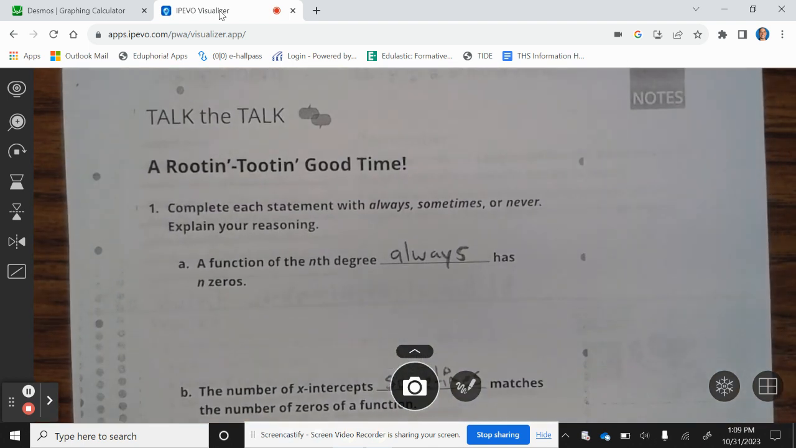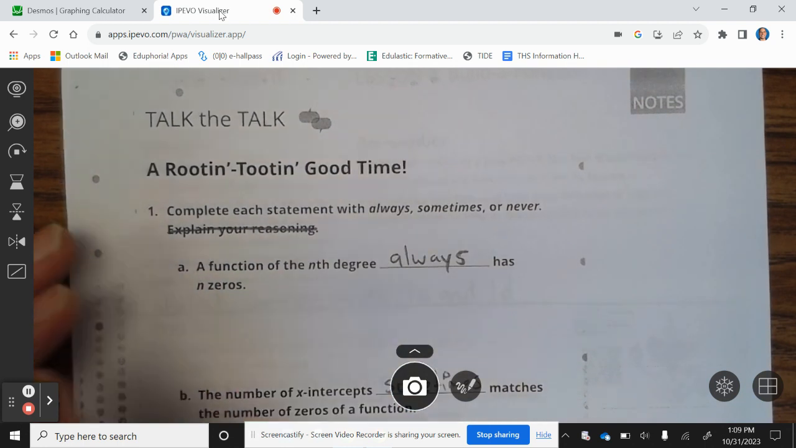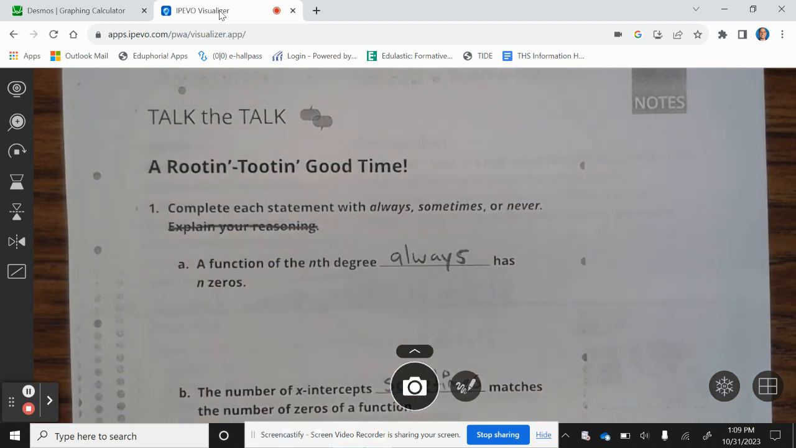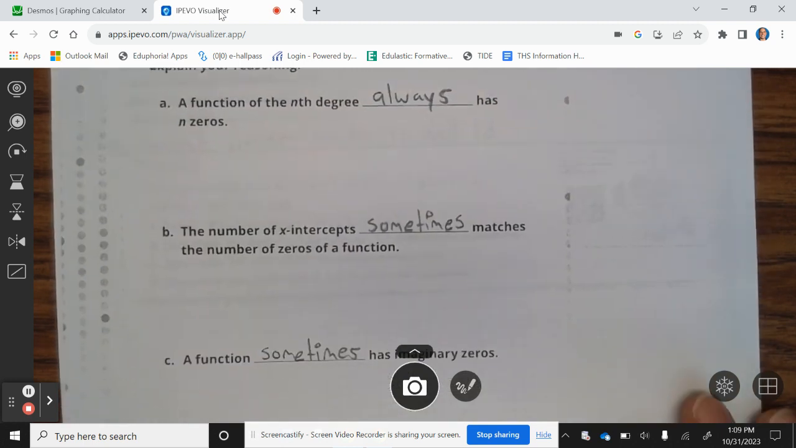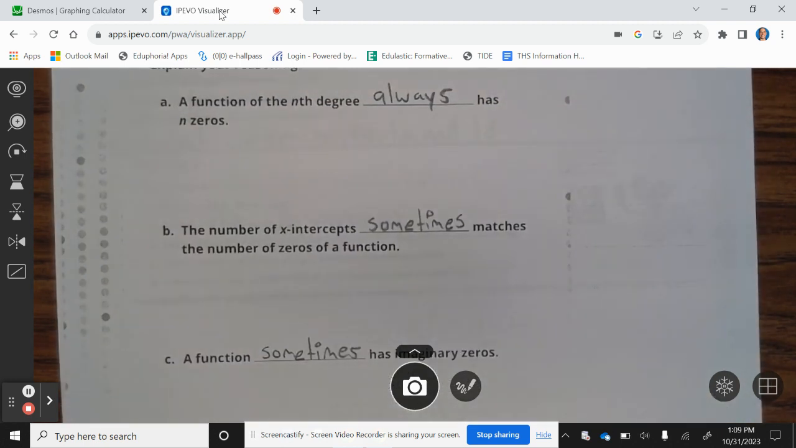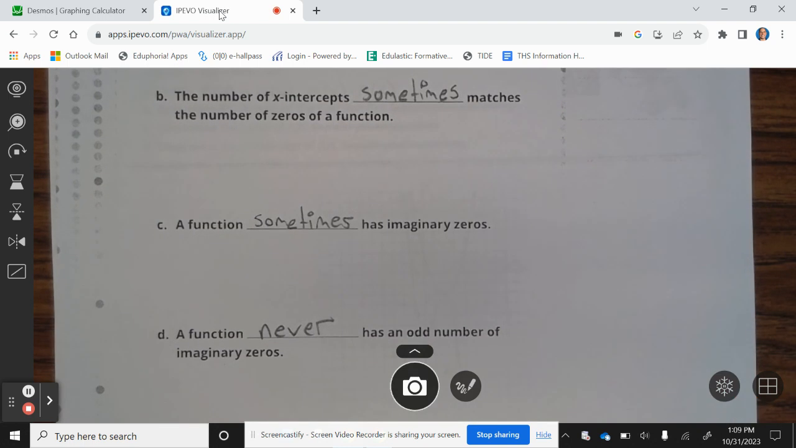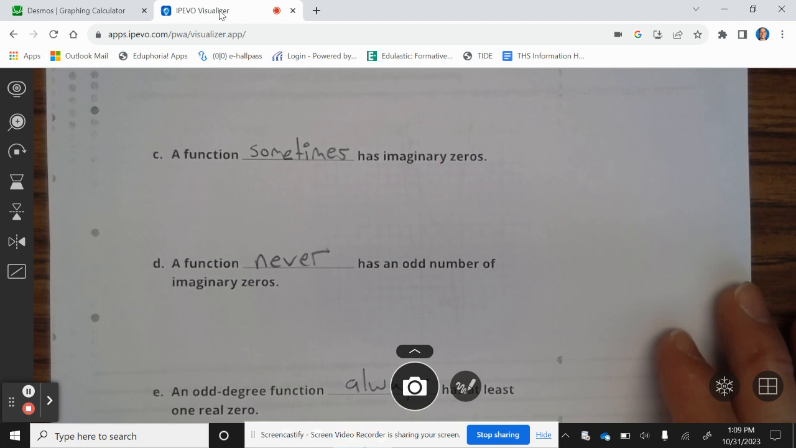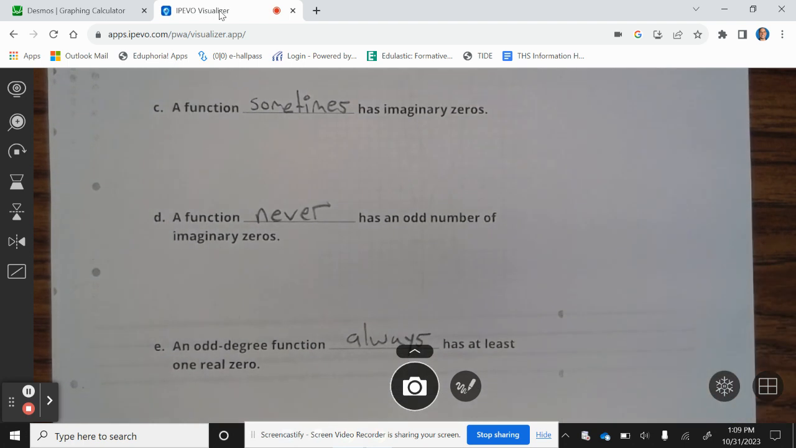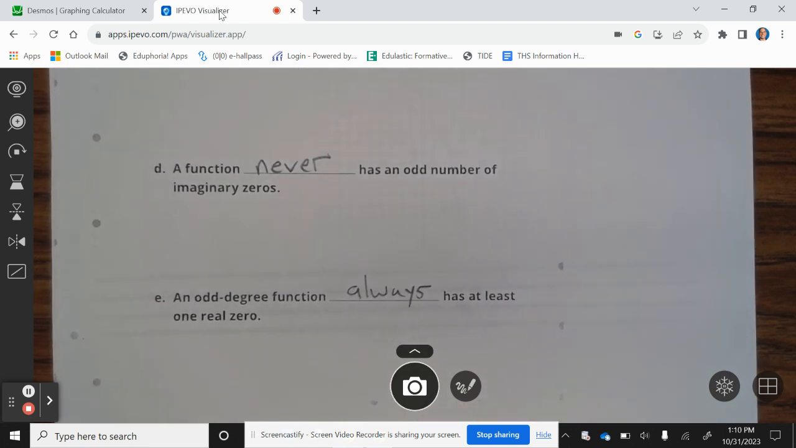All right, talk the talk. A rootin' tootin' good time. Complete each statement with always, sometimes, or never. Explain your reasoning. 1a. A function of the nth degree always has n zeros. 1b. The number of x-intercepts sometimes matches the number of zeros of a function. 1c. A function sometimes has imaginary zeros. 1d. A function never has an odd number of imaginary zeros. And 1e. An odd degree function always has at least one real zero.